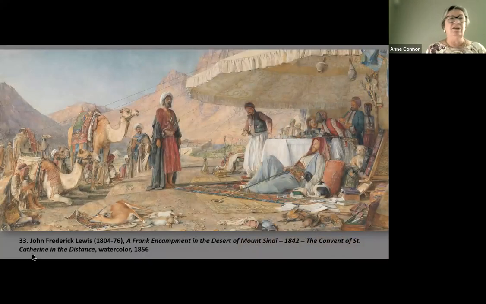And for him, the interest is not at all the harem and all the titillating scene of nudes, but very much the culture. And so here we see a Frank encampment in the desert of Mount Sinai. And if you look well in the middle of the painting, you can see the famous monastery of St. Catherine of Sinai in the background. So this is really at the bottom of the peninsula. Really beautiful scene with the camels and then the big arid desert there with the beautiful tents.